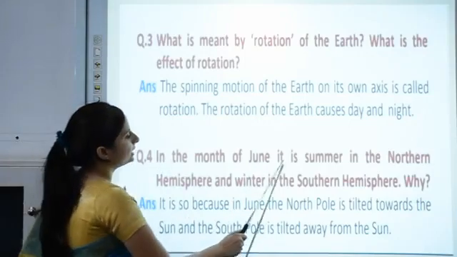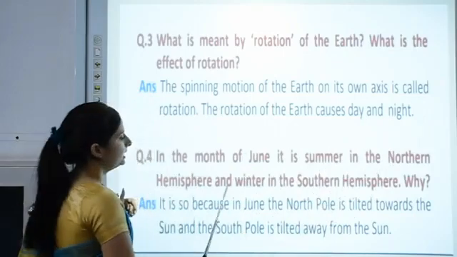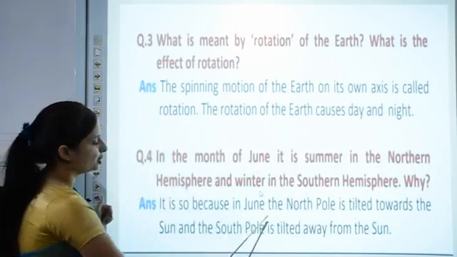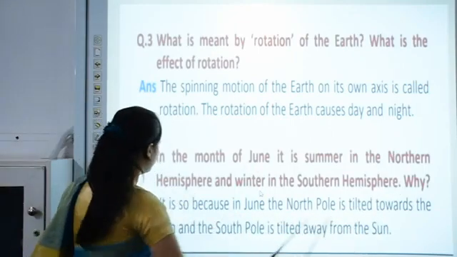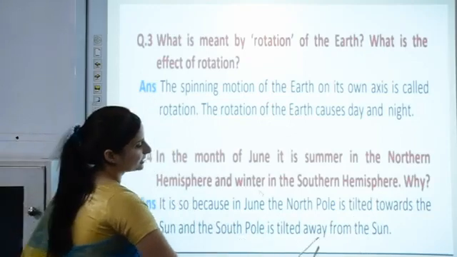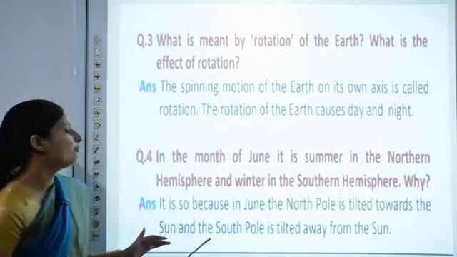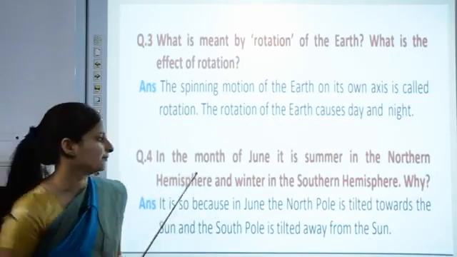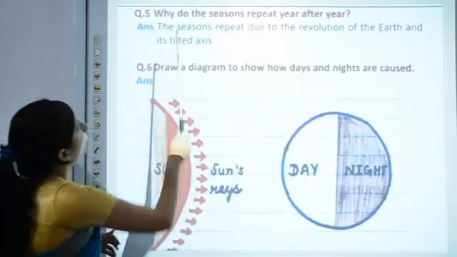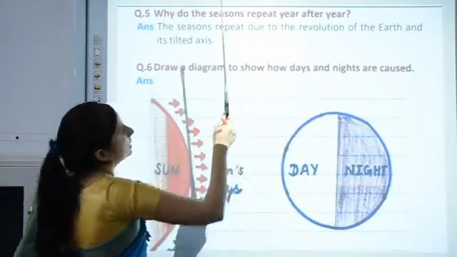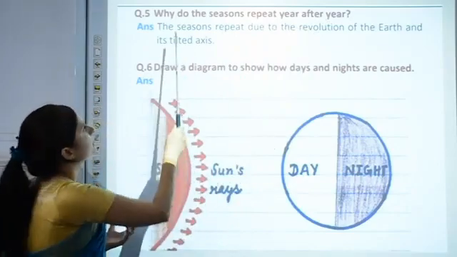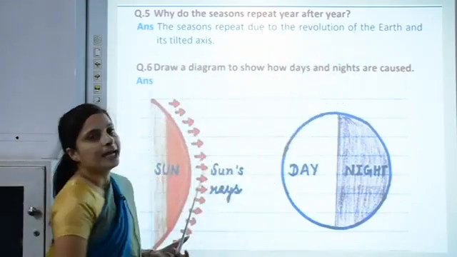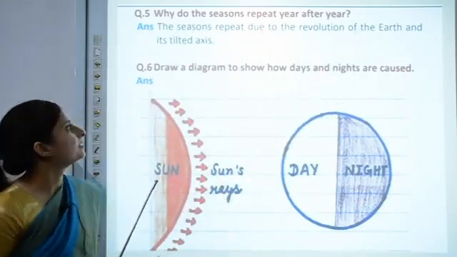In the month of June, it is summer in the northern hemisphere and winter in the southern hemisphere. Why? It is so because in June, the North Pole is tilted towards the sun and the South Pole is tilted away from the sun. Therefore, in the month of June, there is summer in the northern hemisphere and winter in the southern hemisphere. Why do the seasons repeat year after year? It is because the seasons repeat due to the revolution of the earth and its tilted axis. That is why we have seasons year after year.